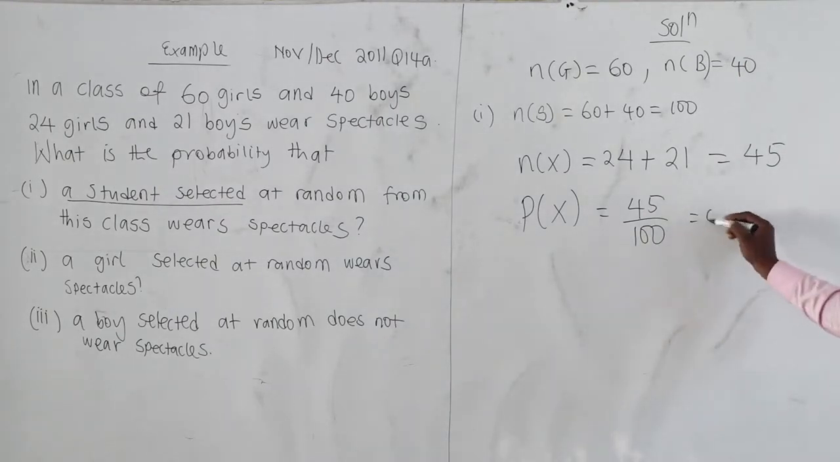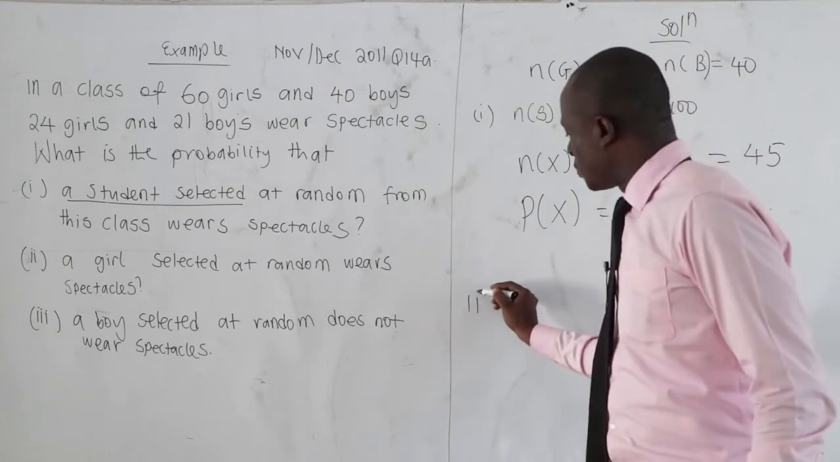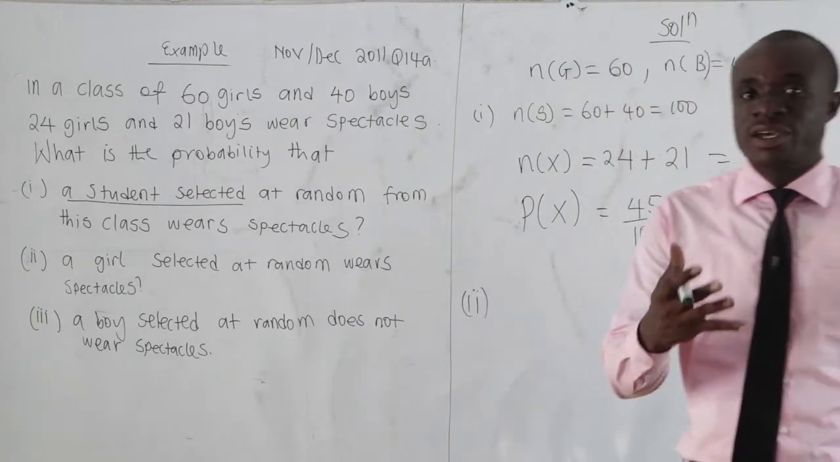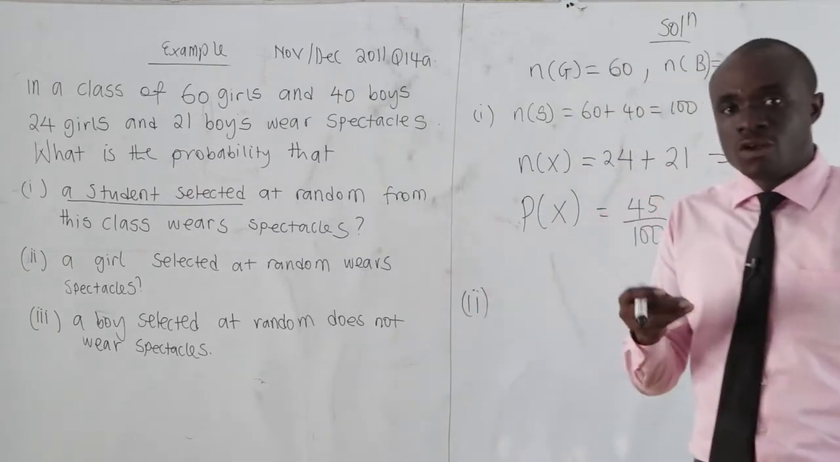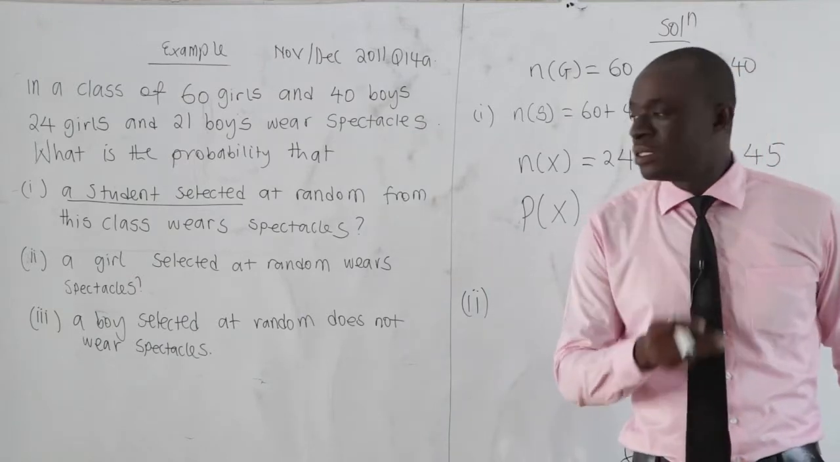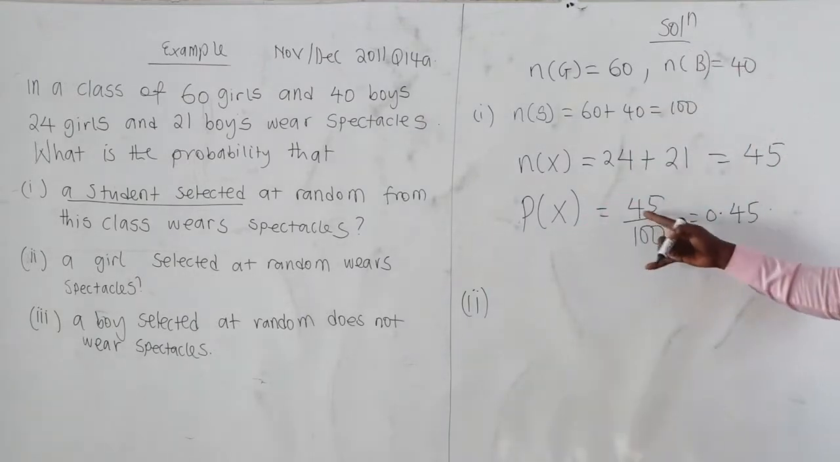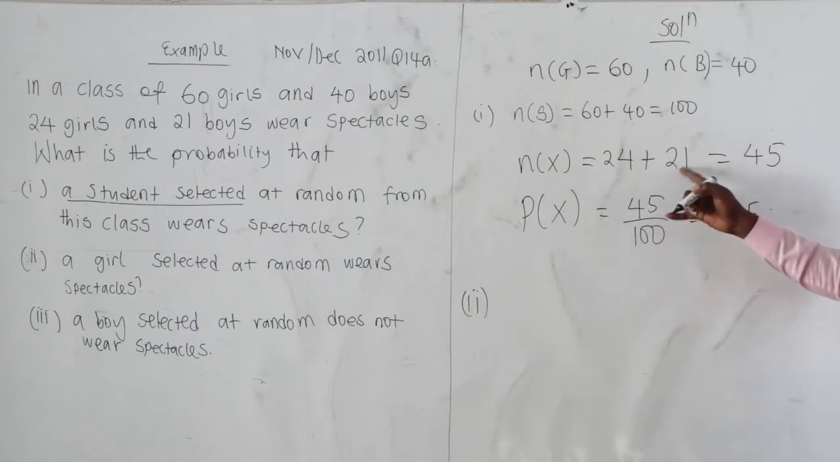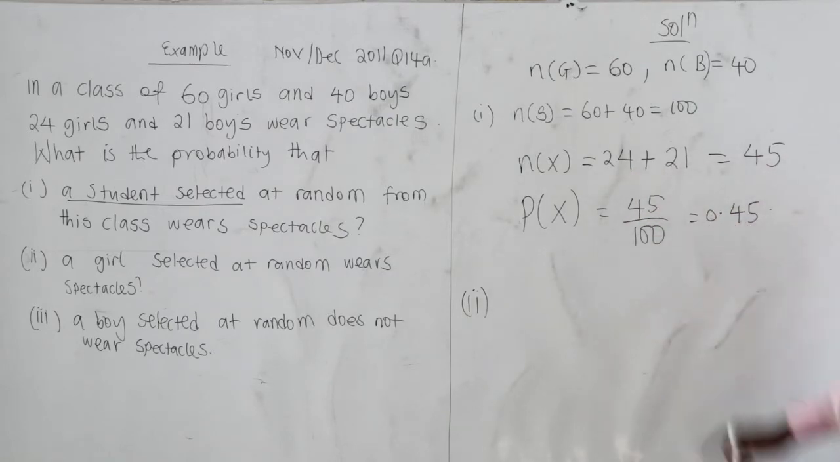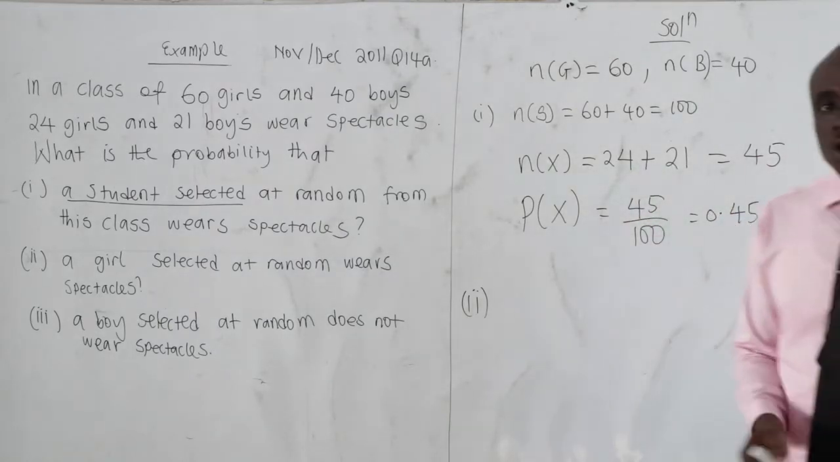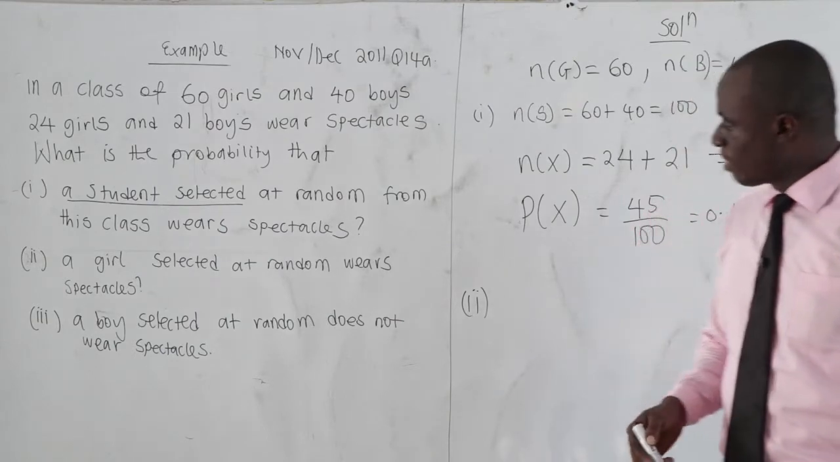And this is the same as 0.45, because probability is number of events all over number of sample space. And those who wear spectacles in the school, that is 24 girls and 21 boys, adding to 45. So 45 all over 100: number of events all over number of sample space.